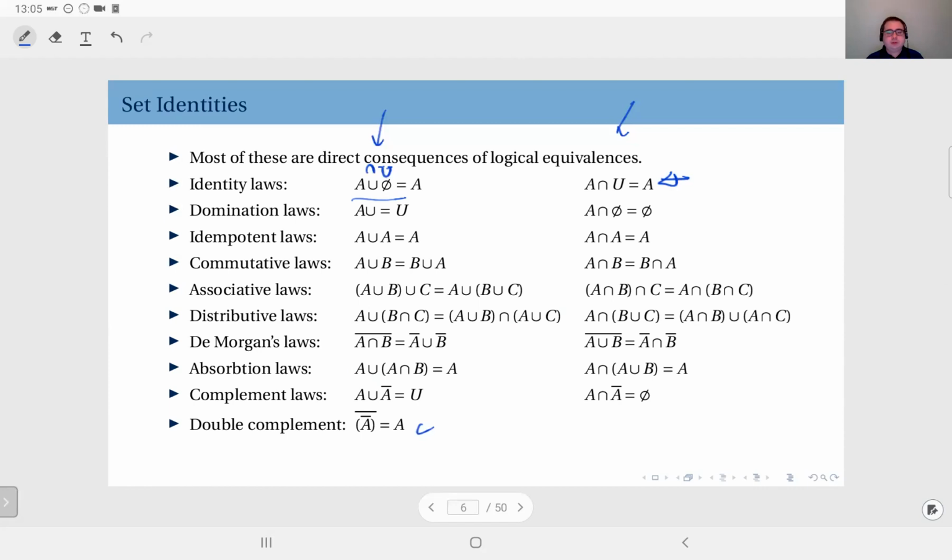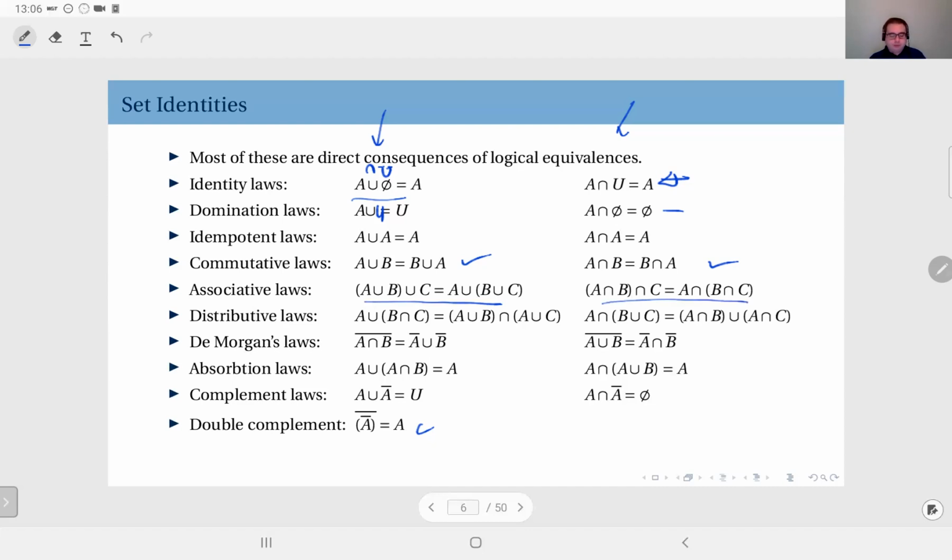And we have the domination laws here. A union with the universal set is equal to the universal set, and A intersection with the empty set is equal to the empty set. We have idempotent laws. The intersection and union of a set with itself is equal to itself. We have commutative laws. Union and intersection, they both commute. So it doesn't matter which order you put in the operands of the union or intersection. We have associative laws. The placement of the parentheses here doesn't matter.